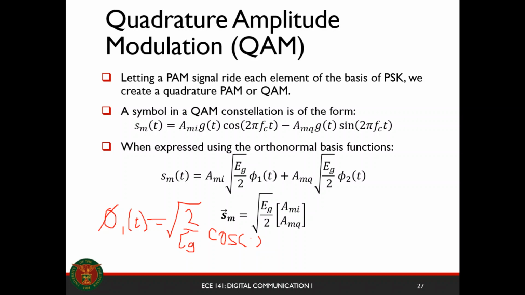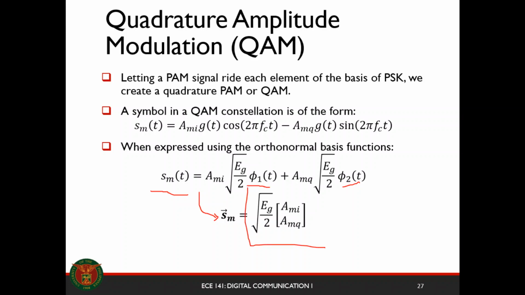Alright, so now we know the breakdown or the analysis of your symbol signal represented as a sum of its orthonormal basis functions. We can now convert that to a vector. And we have this expression right here. So this is your in-phase component, this is your quadrature component. How do we plot this?